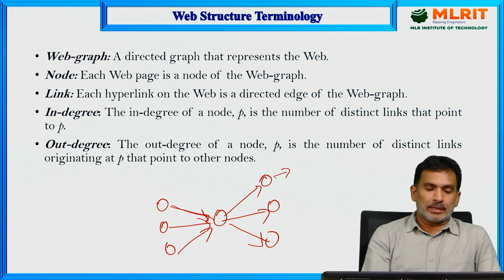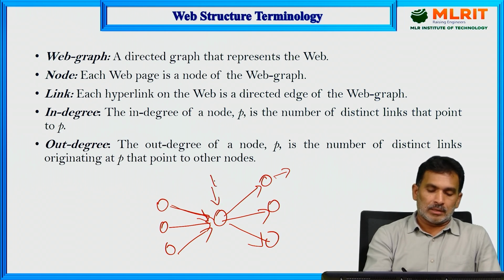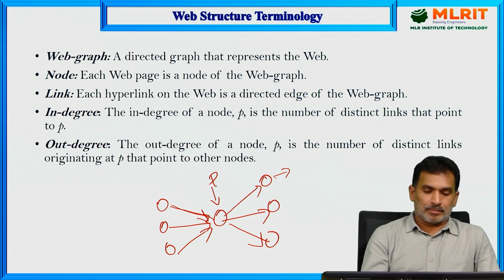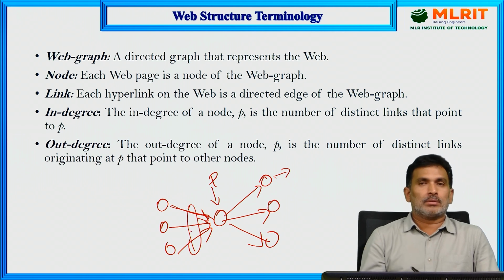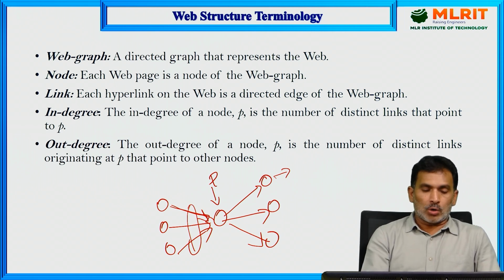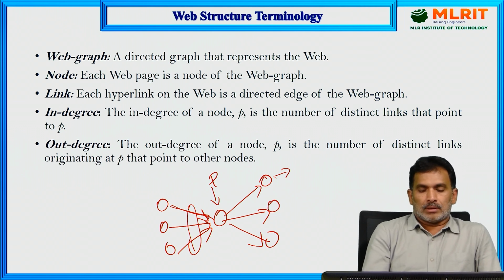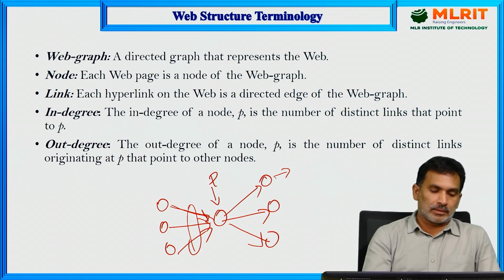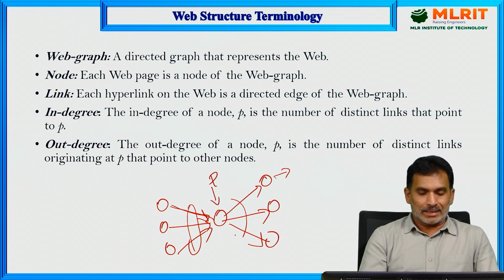In-degree of a node, let us take this as P, is the number of distinct links that point to P. So these are the three distinct links pointing to the node P. Whereas out-degree is the number of distinct links originating at P that point to other nodes. So the out-degree of this node is 3 here.